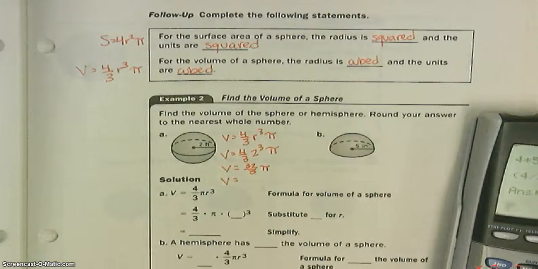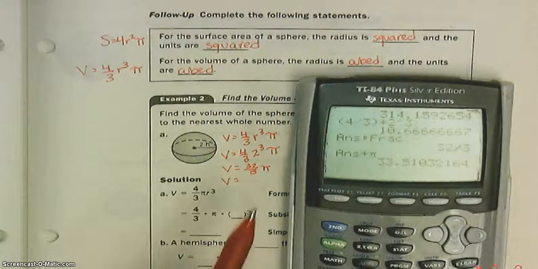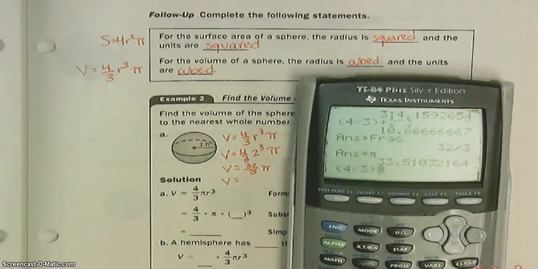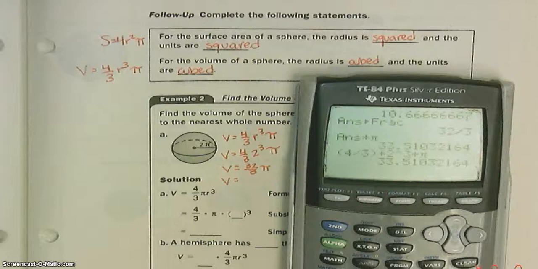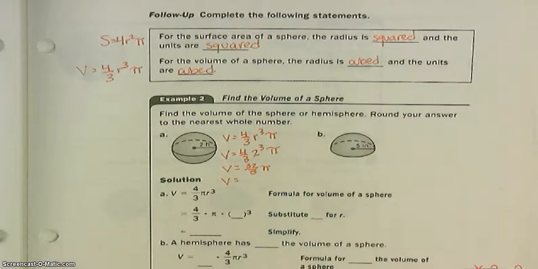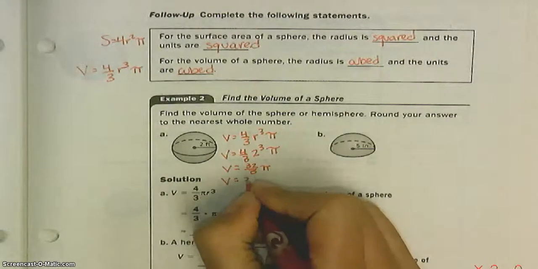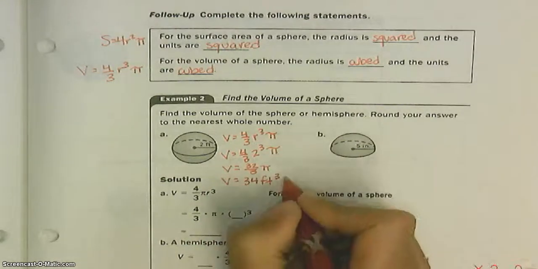But you don't have to do that. You can just put this whole thing in your calculator and figure out what it is. So for example, you just go right from here to here. So 4/3 times 2 cubed times pi. 33.5. It says round to the nearest whole number. That would round up to 34. 34 feet cubed.